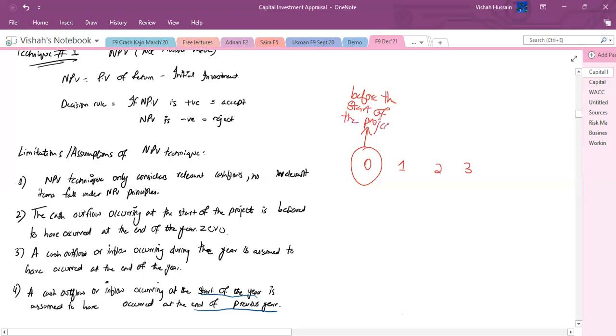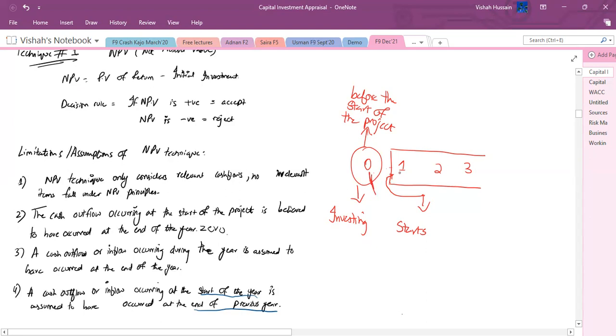Or it is considered to be the start of the project. Because from year one onwards, your project actually starts. It starts from here. But before year one, you're just investing. In year zero, you're only going to be investing, right? So if somebody says that your project is giving you a return at the start of the project only, then it is considered to be occurring at the end of year zero.